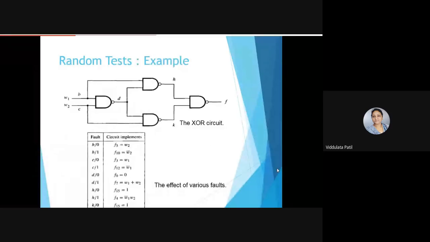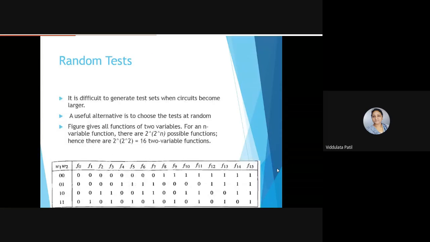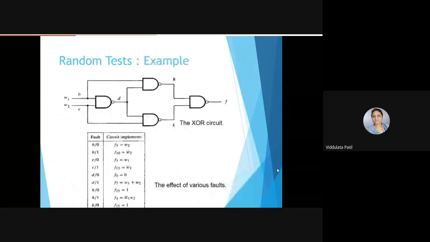Now let us take one example of how we are going to test. Actually, we are going to use this table. Now we have the circuit. This is actually an XOR gate circuitry which is implemented using NAND gates. It has 2 inputs, W1 and W2. Now when the input is 0 0, what will be the output in a good condition?